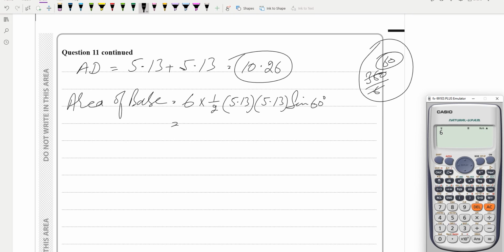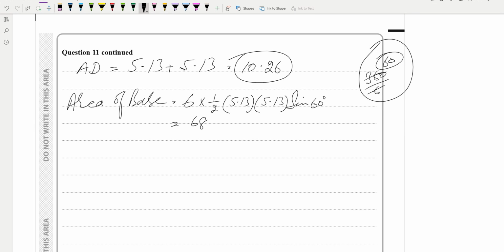So the area of the base will be 6 multiplied by 0.5 multiplied by 5.13 multiplied by 5.13 and sine of 60 degrees. Your calculator should be in degree mode. That gives 68.37. If you take the complete digits, you will get 68.38, so I'm writing 68.38. Even if you calculate with 68.37, that will also be correct.